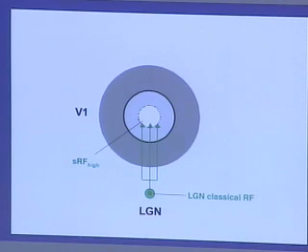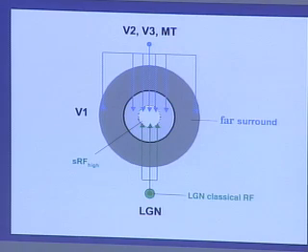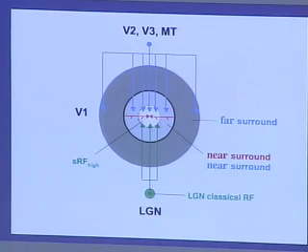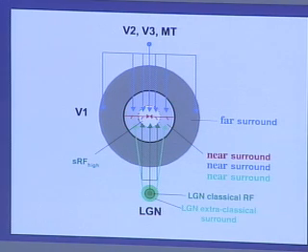Okay, 10 minutes. So to summarize this part before I get to the modeling, our proposal is that the classical receptive field of LGN cells, through feedforward connections, can provide a substrate for the receptive field center size of V1 neurons. The feedback connections from higher areas to V1 provide a substrate for the far surround of V1 neurons, whereas horizontal connections, together with feedback and the extraclassical surround of LGN afferents, provide a substrate for the near surround.